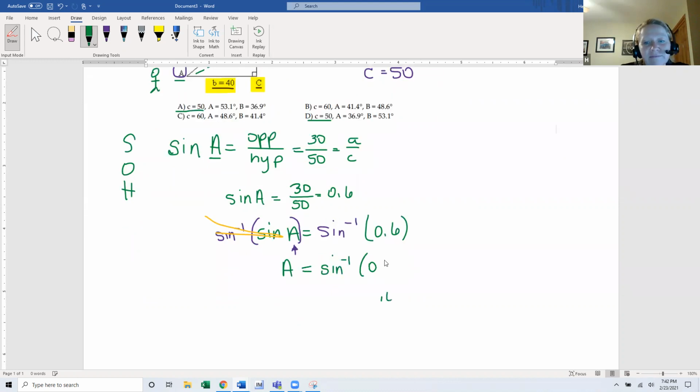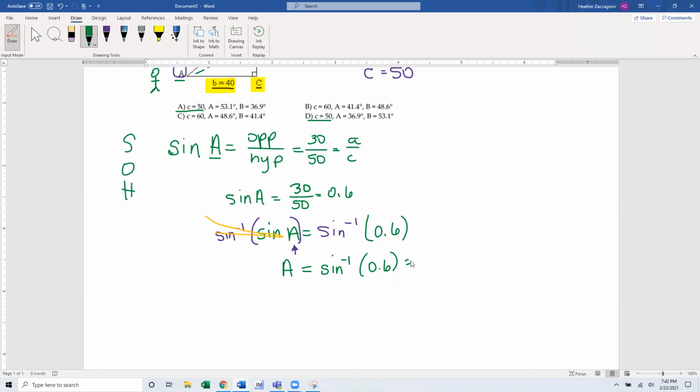Did you already plug it in there? What'd you get? You want me to let them figure it out? Sure. We want a roadmap though. So tell us what you got. We're going to talk about plugging into the calculator, because calculators are weird with this. 53.1. I got 0.64350110888.